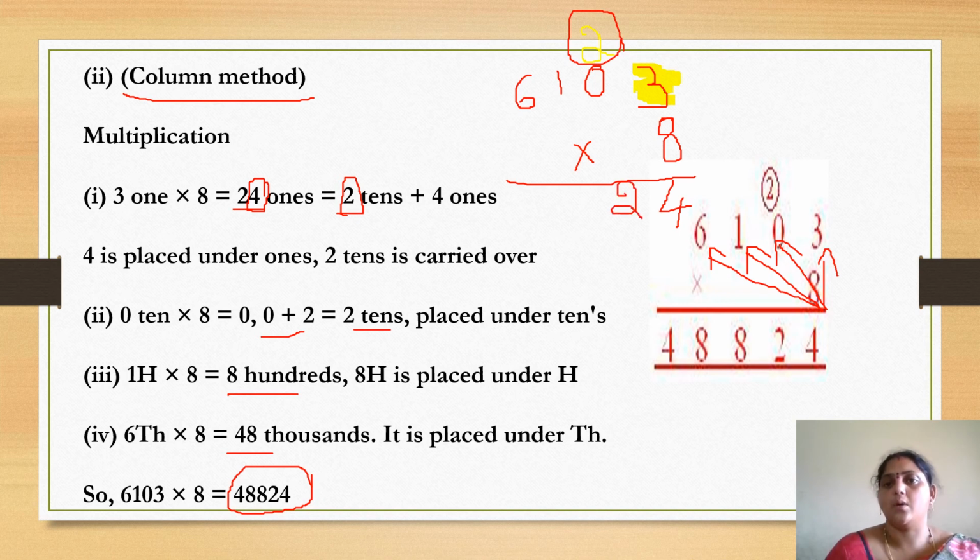Now this 8 should be multiplied with the hundreds place. It is 1. So 8 into 1 is 8. No carry forwarding number here. So simply write 8 under the hundreds place value. Now this 8 should be multiplied by the thousands place value. What is there in the thousands place value? It is 6. So 8 should be multiplied by 6. 8 sixes are 48. So what is our final product here? 48,824. This is how we are going to do our column method for a 4-digit number.